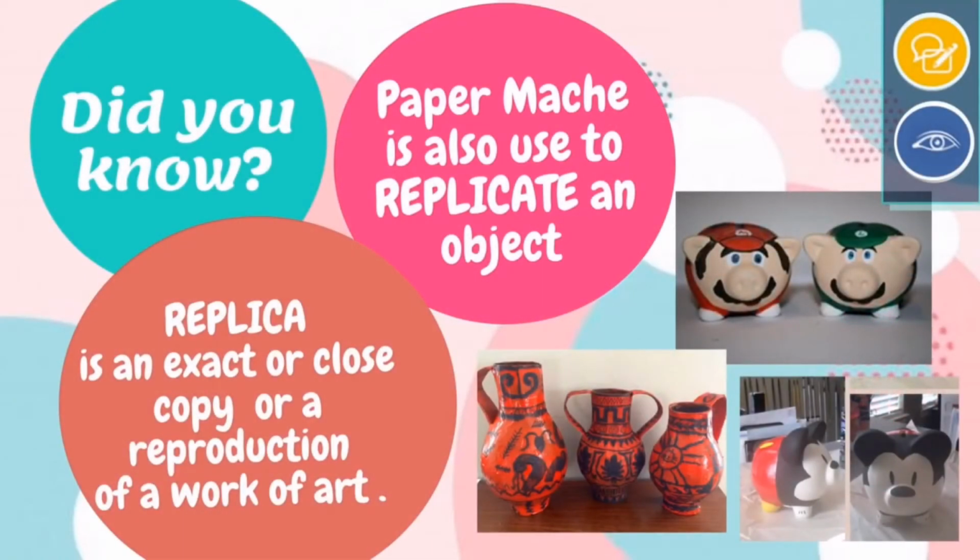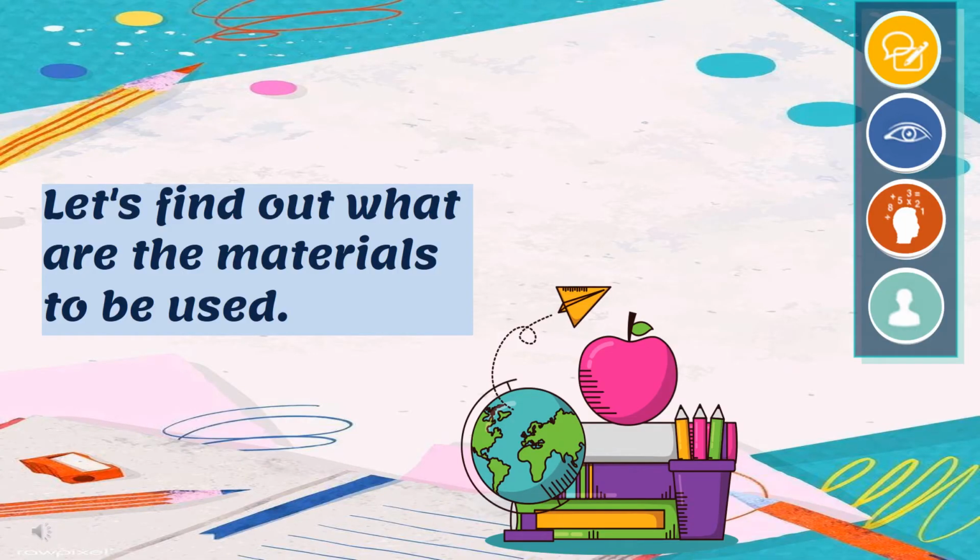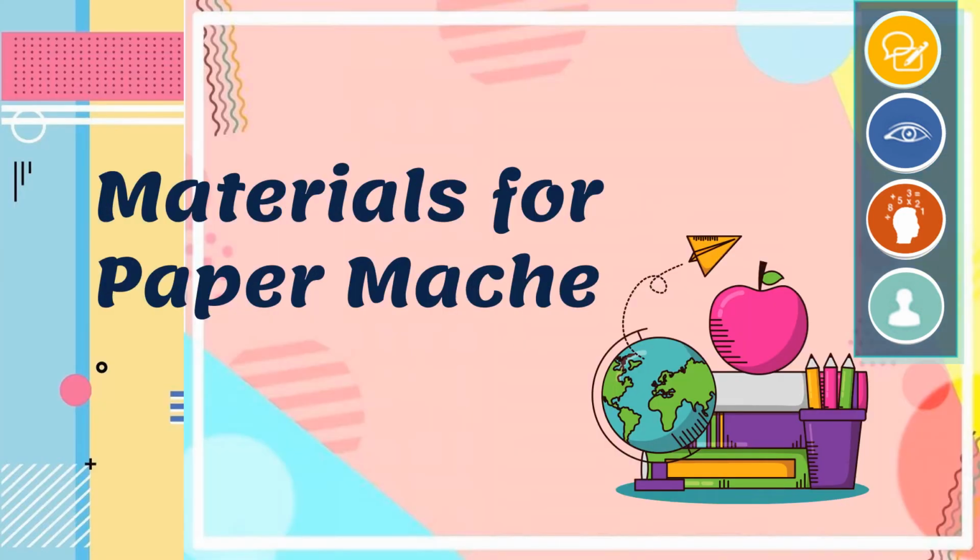Did you know that papier-mâché is also used to replicate an object? We call it replica. It is an exact or close copy or production of a work of art, and these are the objects that were replicated. Now, let's find out what are the materials to be used. Take note that there are different ways on how to do a papier-mâché as well as the materials to be used. Remember, the materials to be used may vary depending on your design or what figure you will do. Be familiar with the common materials to be used in doing papier-mâché.